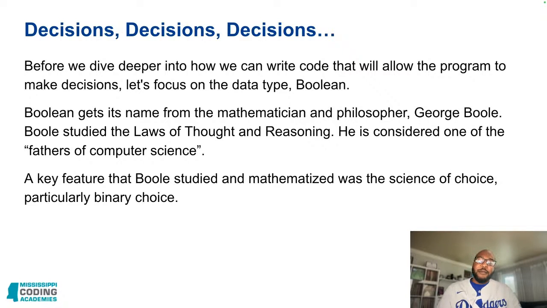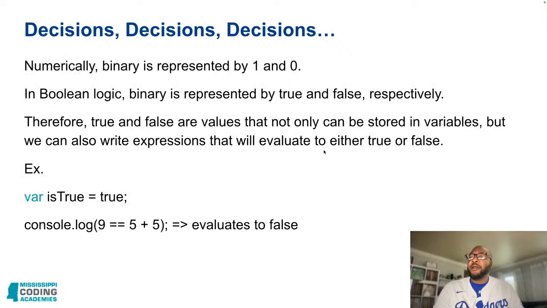Boolean gets its name from the mathematician and philosopher George Boole. George Boole studied the laws of thought and reasoning, and he is considered one of the fathers of computer science. A key feature that Boole studied and mathematized was the science of choice, particularly binary choice. Numerically, binary is represented by 1 and 0. In Boolean logic, binary is represented by true and false, respectively. So numerically, when we talk about binary, we're talking about ones and zeros. Boolean logic is true and false.